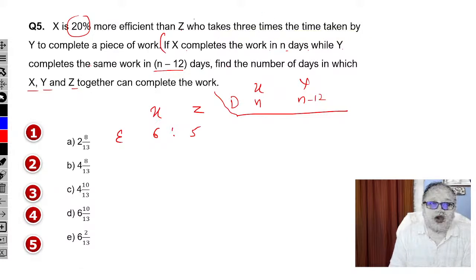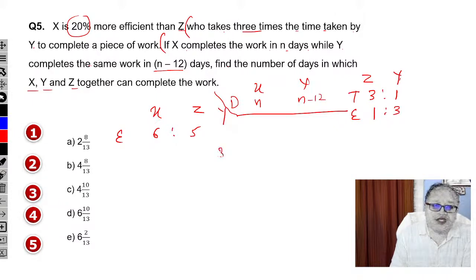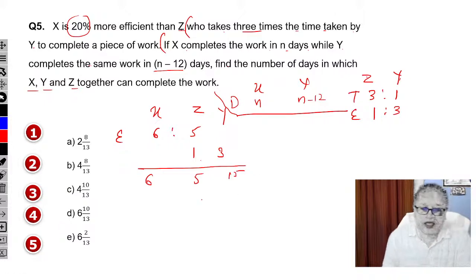So I missed a small point. Z takes 3 times the time taken by Y. So the time is 3:1. What will be the efficiency? Efficiency will be 1:3. If the efficiency of Y is 3, the efficiency of Z is 1. Now combine the ratios and you will get 6, 5 and 15. That's what the efficiency is.